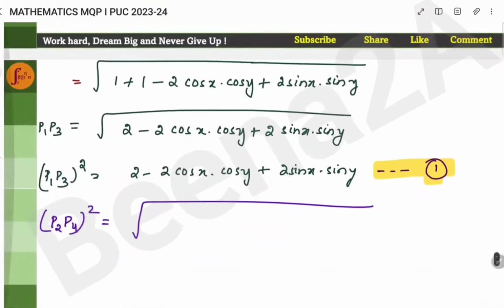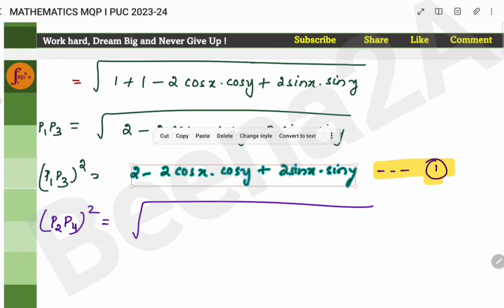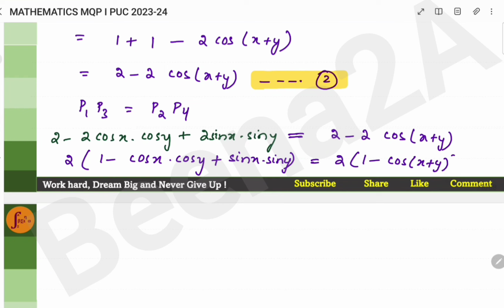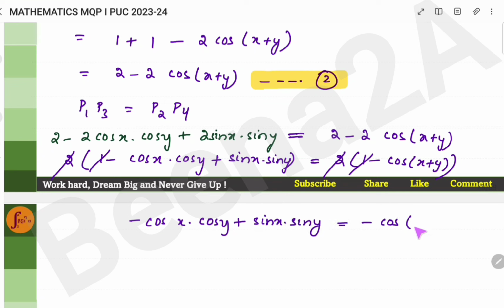So what is equation 1? This entire thing. Let's copy this. And this is equal to, now both of these need to be equal, right? This entire thing needs to be equal with this. So I can take 2 as common. I'll get 1 minus cos x into cos y plus sin x into sin y. Here I'll be left with 2 into 1 minus cos of x plus y. Now this 2 and 2 will get cancelled, and here 1 and 1 will get cancelled. So I'll be left with minus cos x into cos y plus sin x into sin y is equal to minus cos of x plus y.